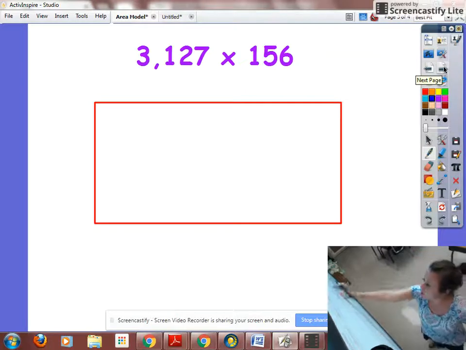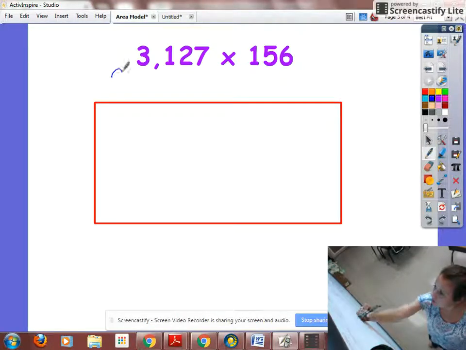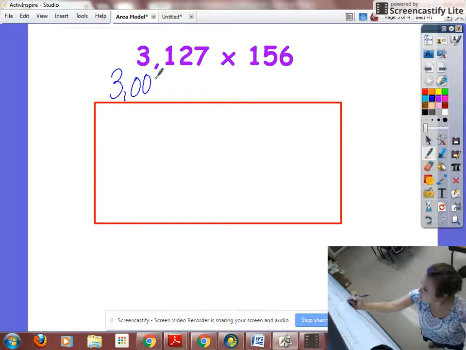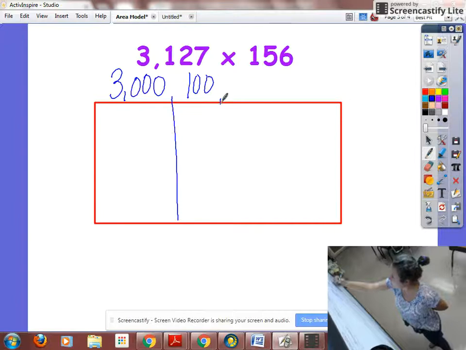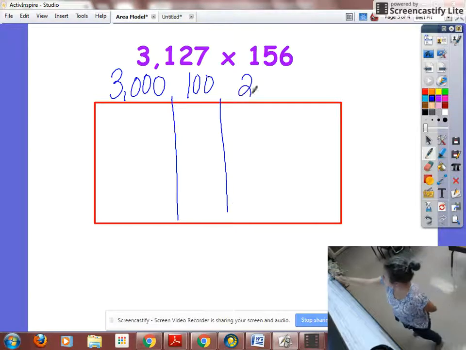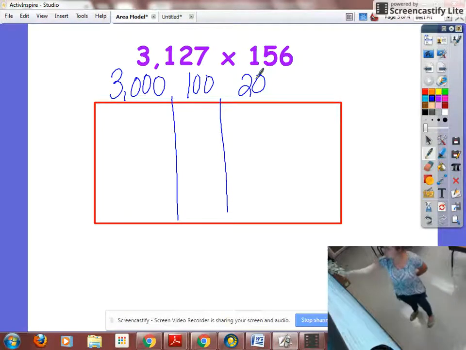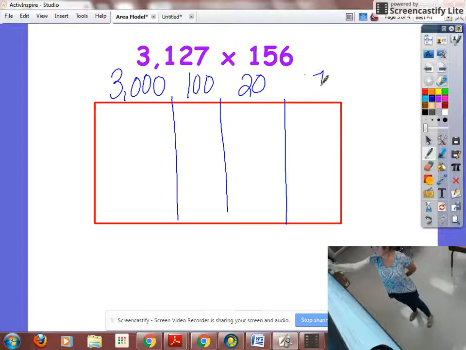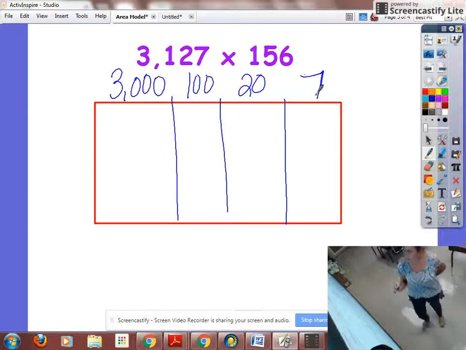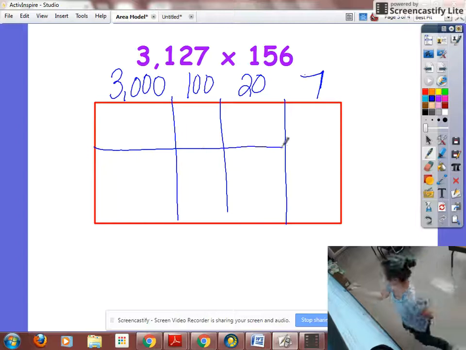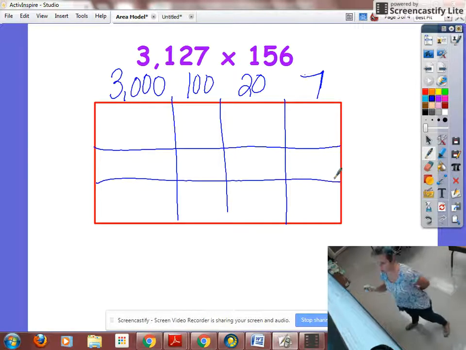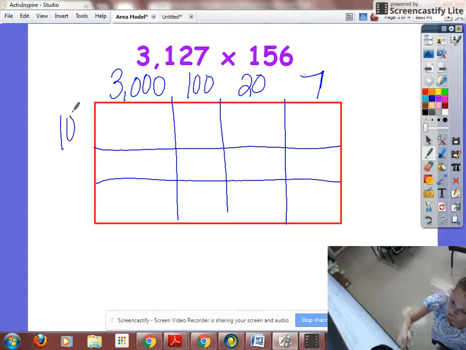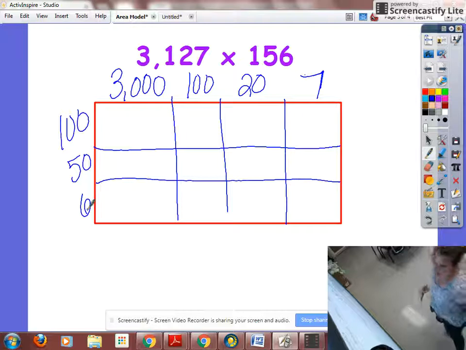What number goes here? 3,000. Then 100. Then 20. Then 7. Okay. Now we've got a 3-digit number we're multiplying by, so I need 3 columns going across. So I have 100, 50, and 6.